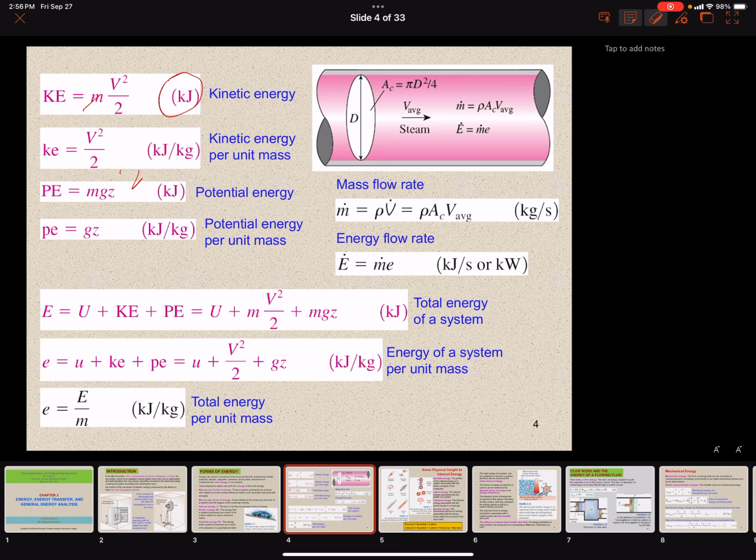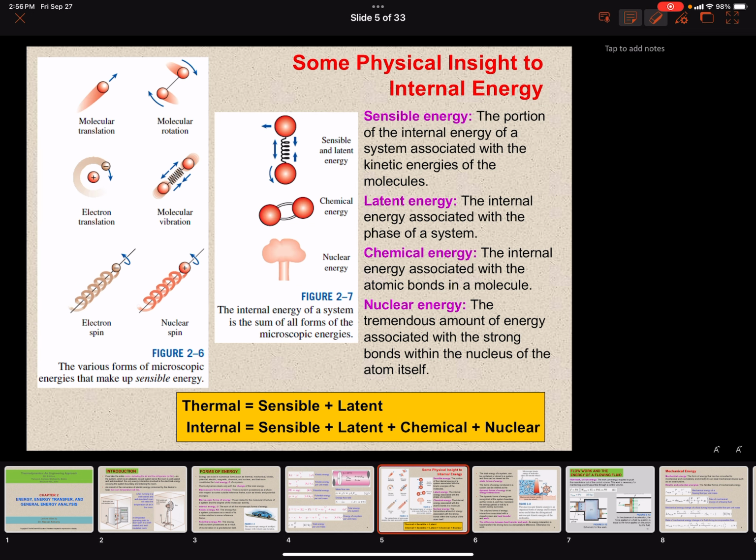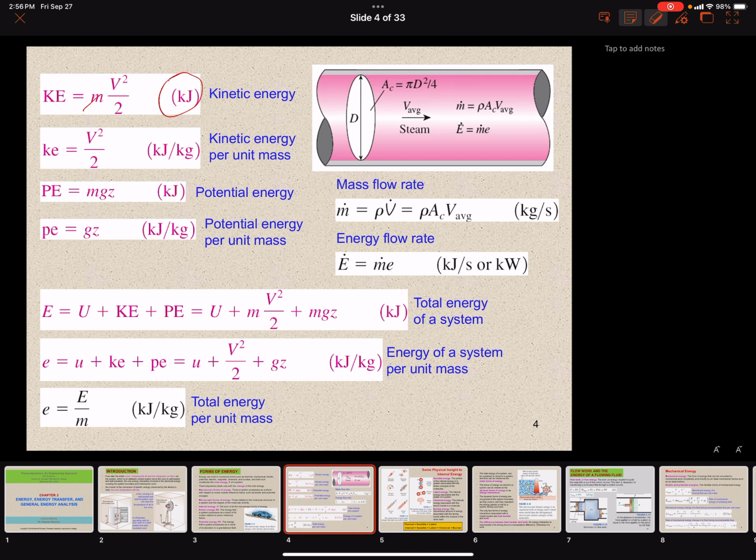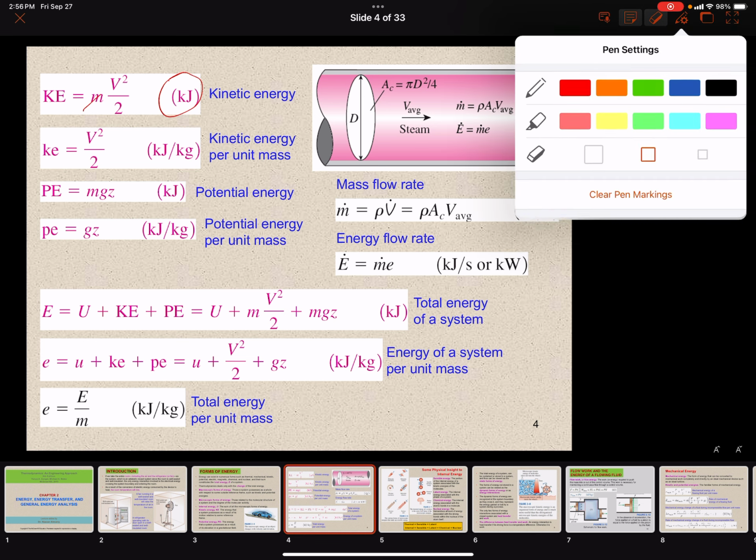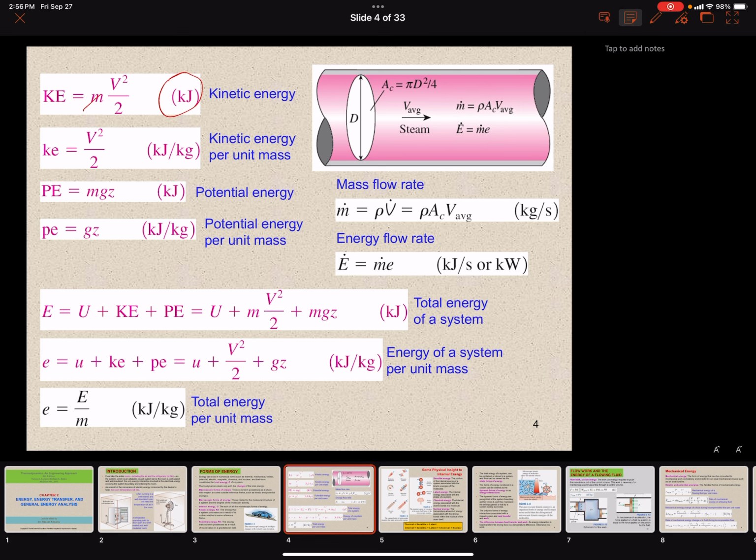Sorry, this is moving, so let me write it again. So half v squared. And you can see the difference in the unit, kilojoule per kilogram, because we divide by unit mass, and the mass with the mass will be gone. We are left with the unit.